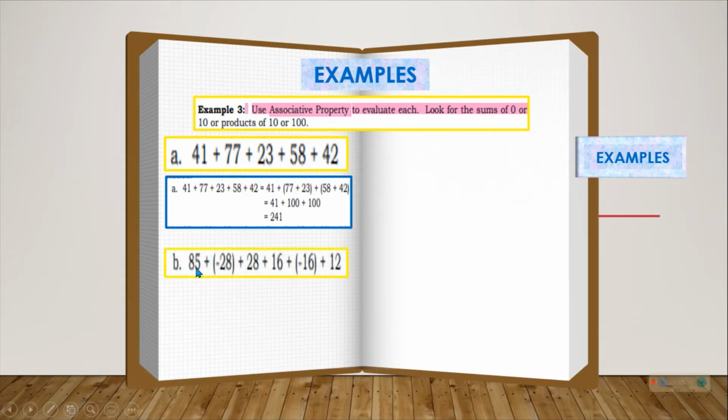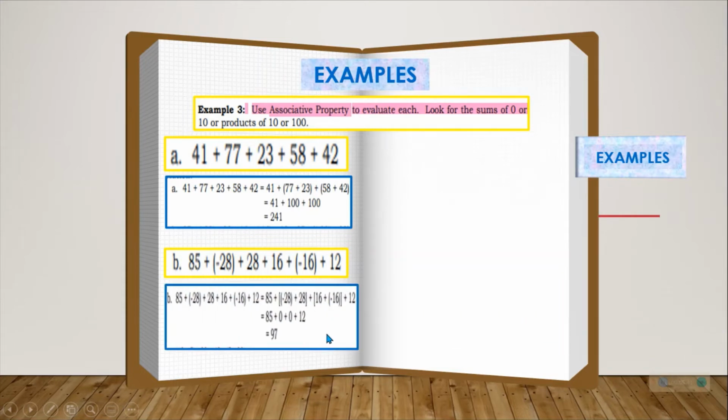241. Next, 85 plus negative 28 plus 28 plus 16 plus negative 16 plus 12. So, dito, si negative 28 plus 28, that is 0. 16 plus negative 16, that is also 0. So, dalawang 0 na yan. Wala na yan. So, ang i-add natin ay si 85 at 12. So, 85 plus 12, that is 97.